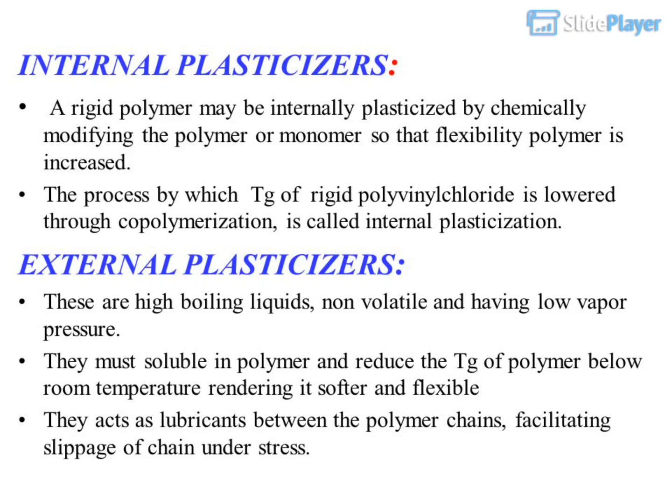External plasticizers. These are high-boiling liquids, non-volatile and having low vapor pressure. They must be soluble in the polymer and reduce the Tg of the polymer below room temperature, rendering it softer and flexible. They act as lubricants between the polymer chains, facilitating slippage of chains under stress.